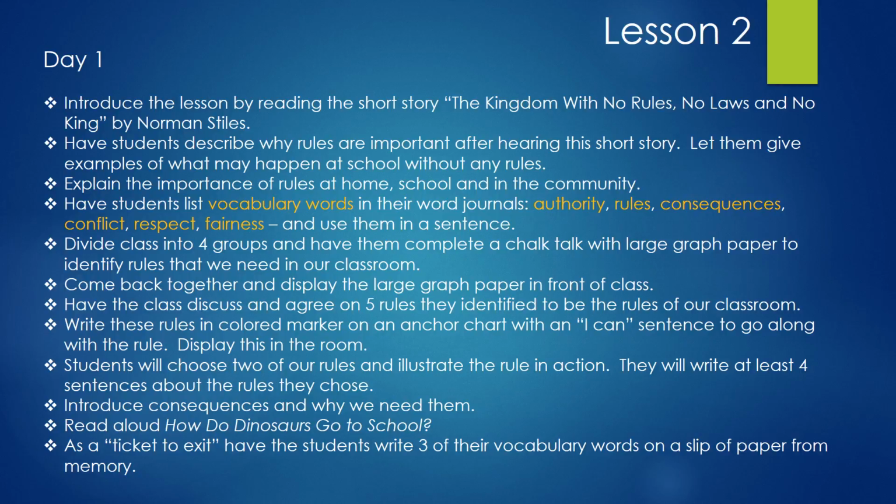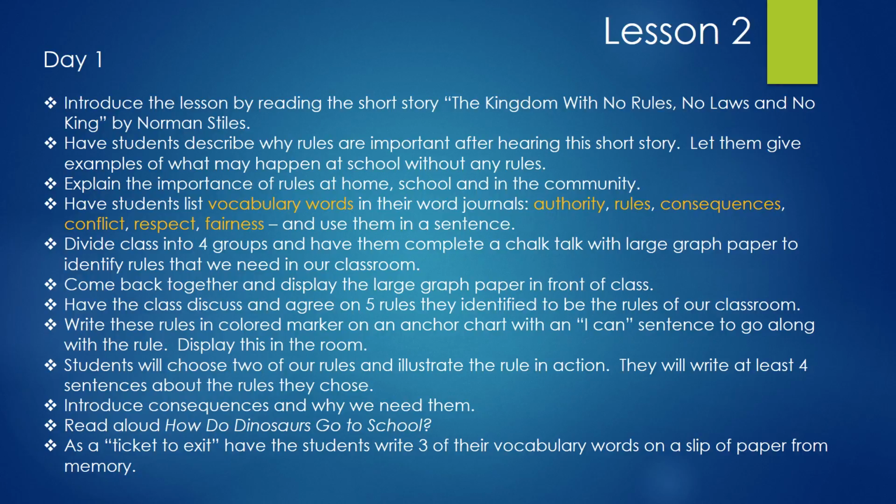Divide the class back into their 4 groups and have them complete a chalk talk with large graph paper to identify rules that we need in our classroom. Come back together and display the large graph paper in front of the class. Have the class discuss and agree on at least 5 rules they identified to be used in our classroom. Write these rules in colored marker on an anchor chart with an I can sentence that goes along with the rule, and display this for the students to see.